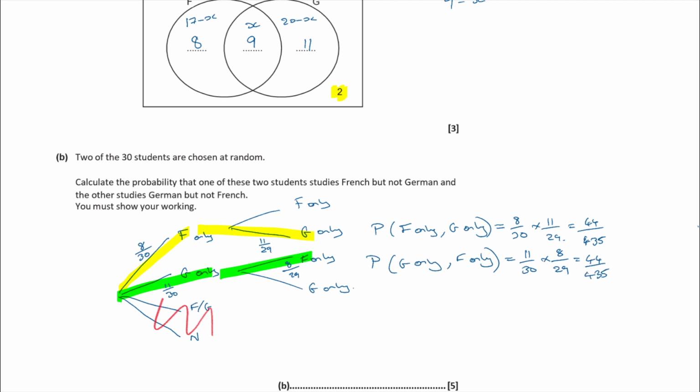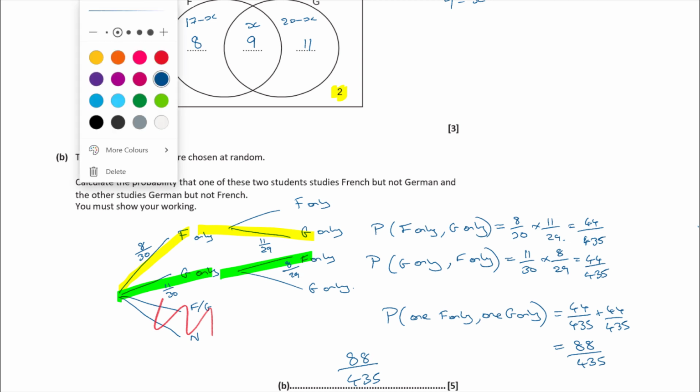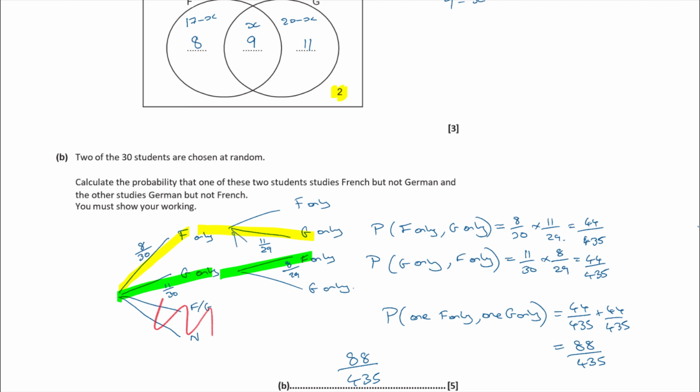Okay, so then the probability of one French only, one German only, that's going to be the two added together, isn't it? It's going to be the 44 over 435 plus the 44 over 435, which comes to 88 over 435, and that's going to be my final answer, 88 over 435. Okay, so like I say, there should be more branches to this. There should be another 2 there, and there should be another 2 there, but I'm just ignoring them because I don't need that information.